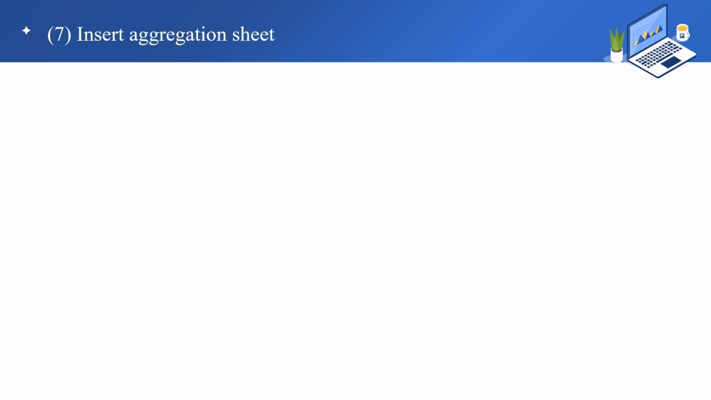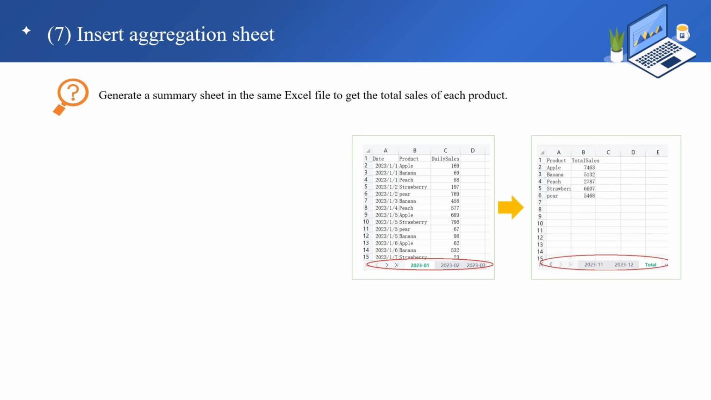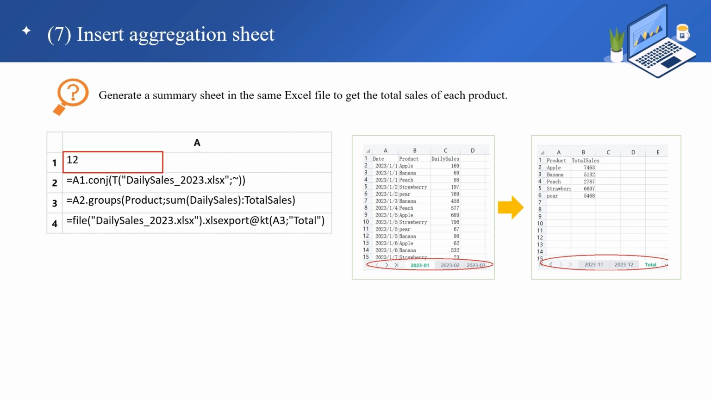7. Insert aggregation sheet. For example, the sales details of each product are stored in multiple sheets of the same Excel file. Now we need to generate a summary sheet in the Excel file to obtain the total sales of each product. A1, enter the sheets to be aggregated, such as sheets 1 to 12, which represent the sales data for 12 months. A2, loop through sheets 1 to 12 and merge them into one table.